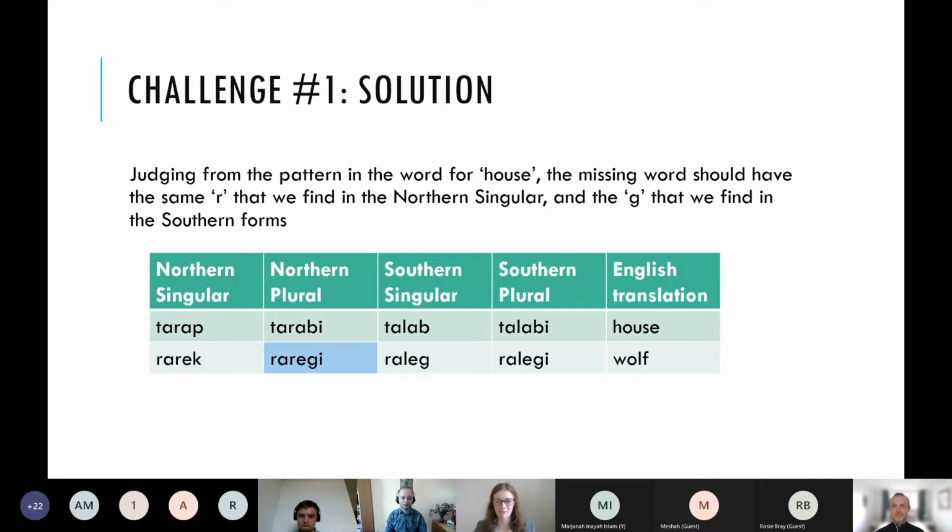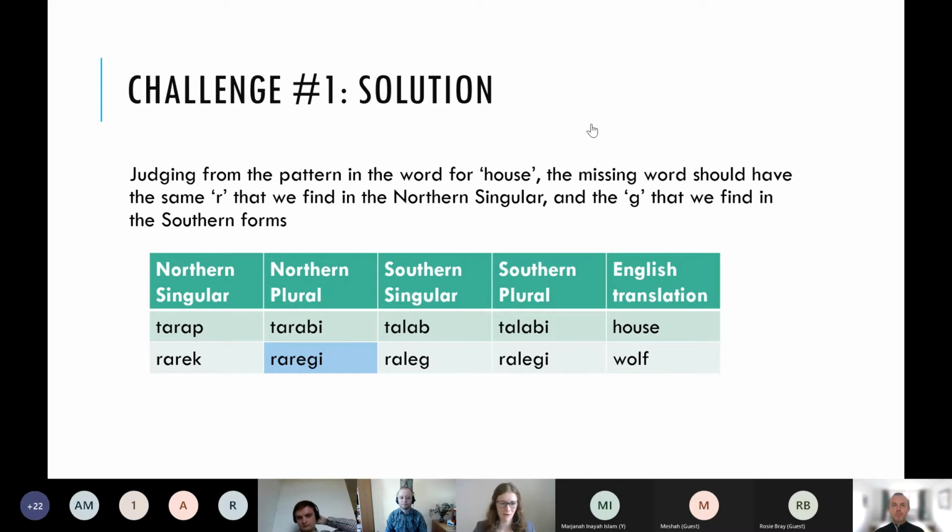So extrapolating from one data point is not ideal, but in this situation, we're going to say, okay, we expect this word wolf to behave quite like house. So we're going to have the same consonant in the middle, the R, that we see in the northern forms throughout, just like we've got L in the southern forms throughout in the middle of the word. But that consonant near the end, right before the vowel, well, that's going to be the same as we see in the southern forms.